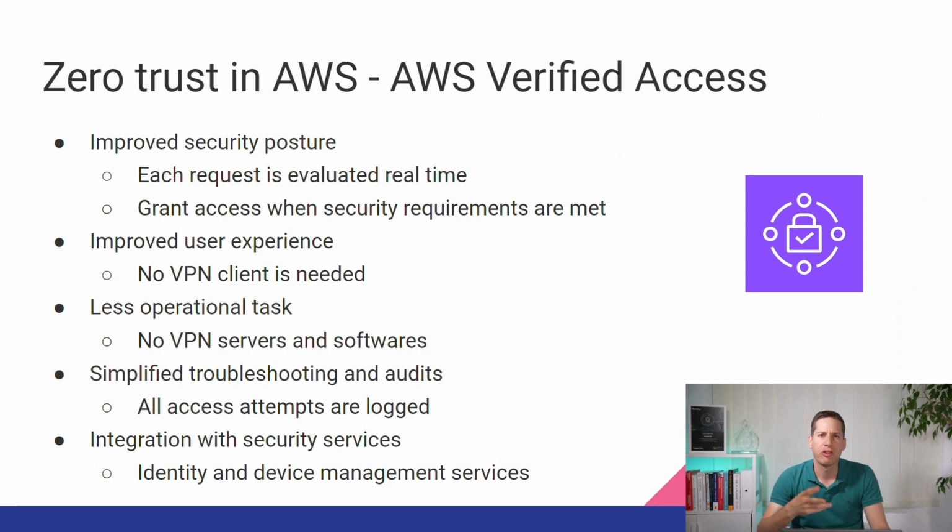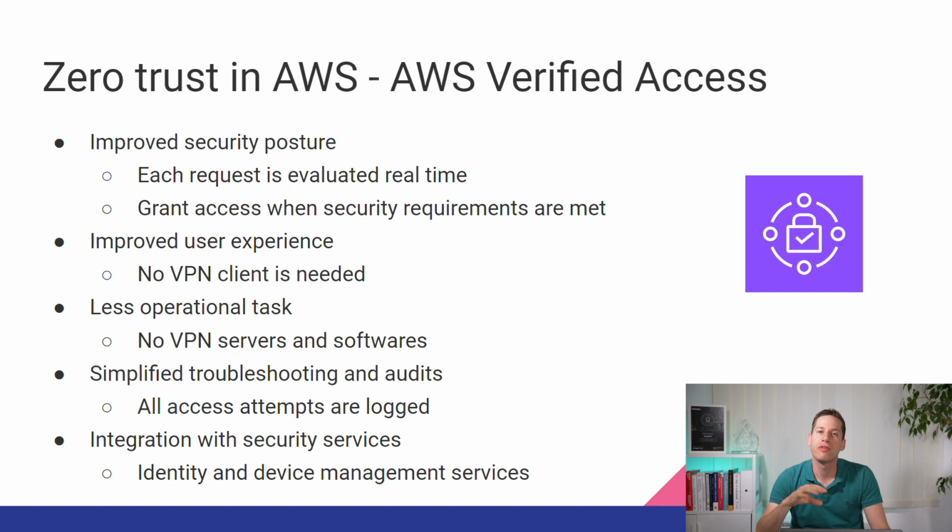So how comes zero trust in the AWS, and what is verified access? So verified access is going to help you to improve the security posture of your applications and help you to make a step towards zero trust. Each and every request is going to be evaluated and verified by verified access.